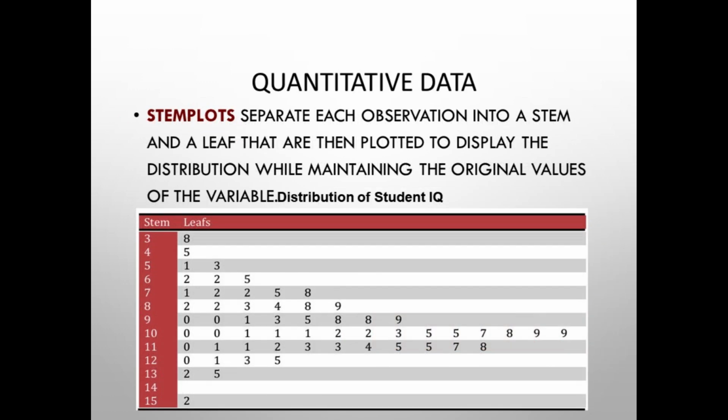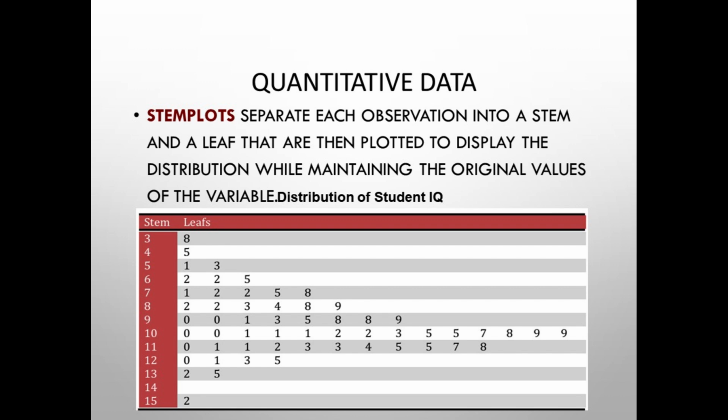Stem plots are also considered graphical representations, but they use numbers to show how variables are distributed. A stem plot looks like a histogram that is turned on end. This example shows the distribution of student IQs. The first column, labeled stem, shows the first one or two digits of the IQ score, the tens digit and the hundred digit. And the column labeled leaves includes the last digit or the ones of the IQ scores. For instance, in the first row, we have a stem of 3, which represents the tens digit, and a leaf of 8, which represents the ones. Together, they make an IQ of 38.